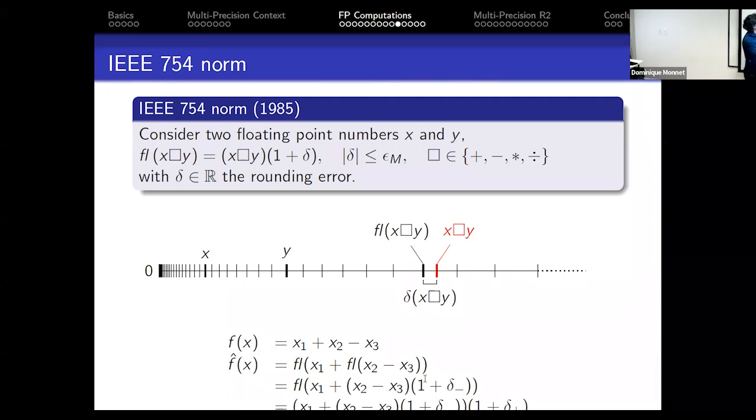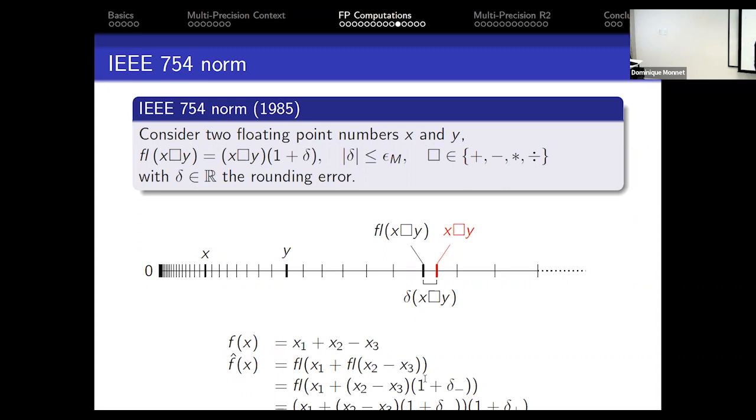And this standard tells you that when performing an operation with one of the standard operators, that is addition, subtraction, multiplication, division, your relative error should be lower than your machine precision, epsilon machine.